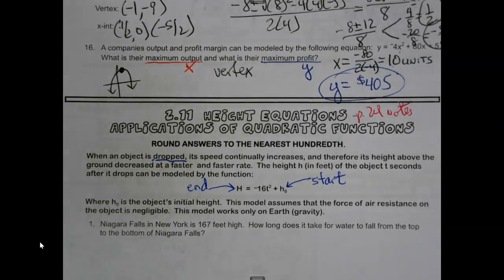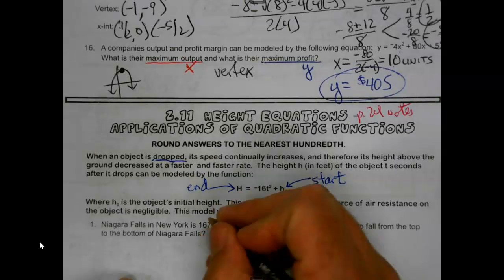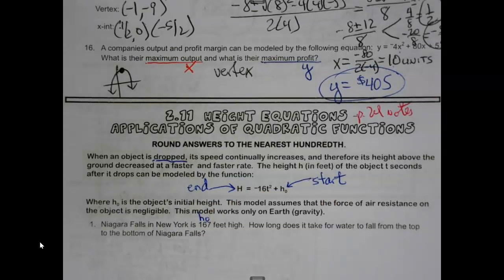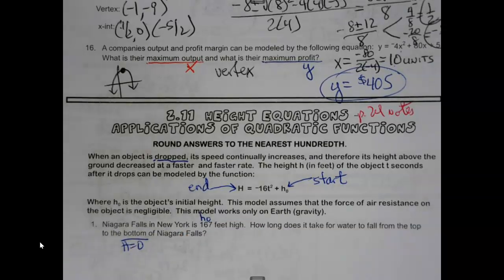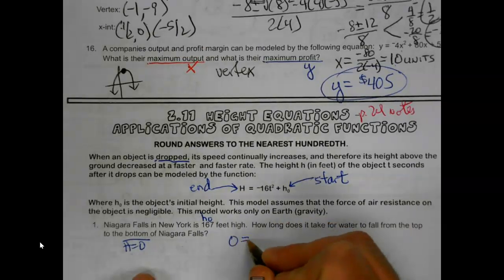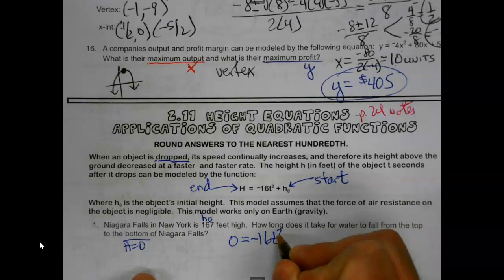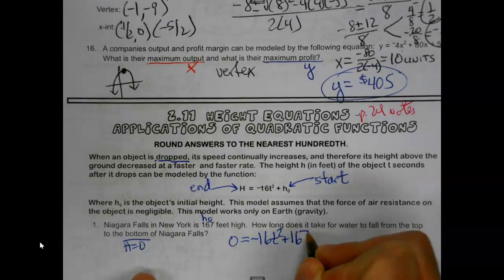Niagara Falls in New York is 167 feet high. That's where we'd be starting, that's our h sub o. How long does it take for water to fall from the top to the bottom? We can't go lower than the bottom. Well, I guess you could technically, but that'd be 0. So here is my equation.